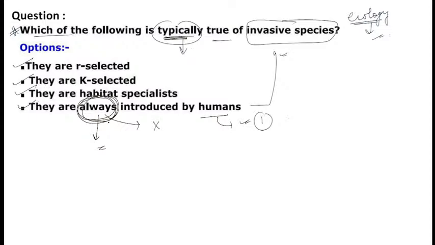And remember this particular trick, which applies in almost every question: the word "always" is an absolute statement, right? That means you cannot say that it is always possible. So that is the reason why option D is incorrect. And when you look into the invasive species, mostly they are selected.